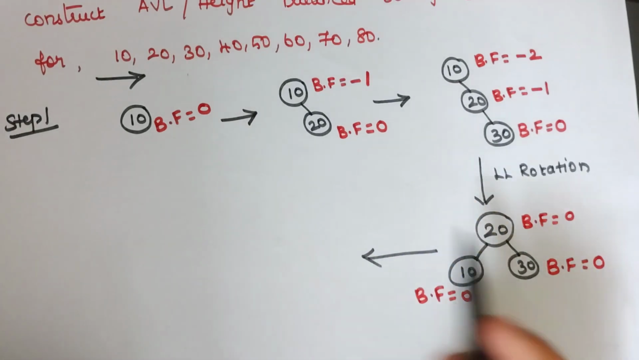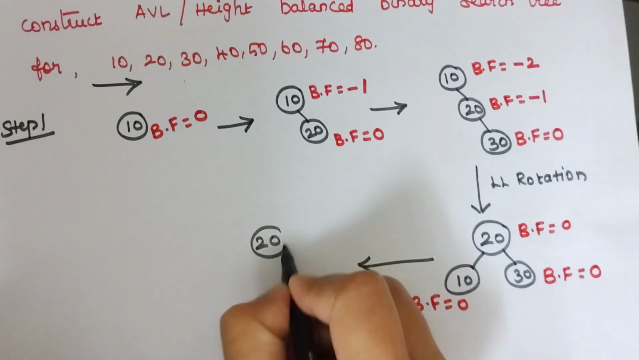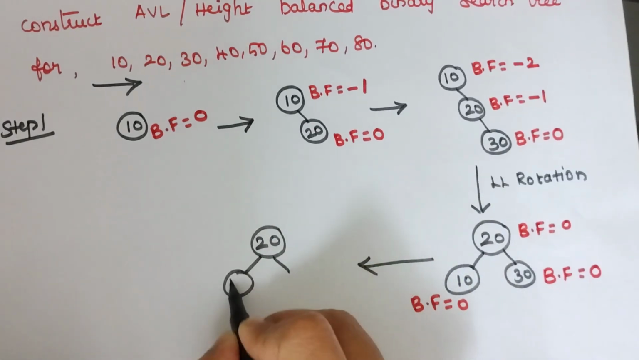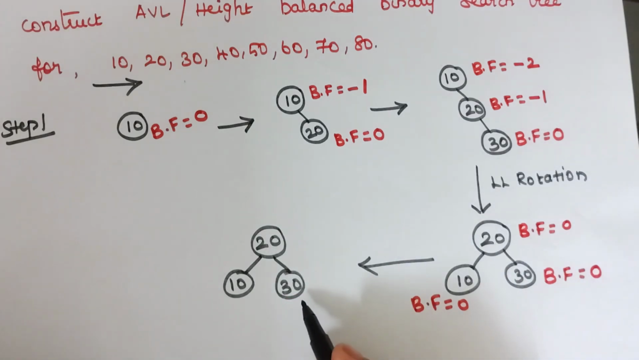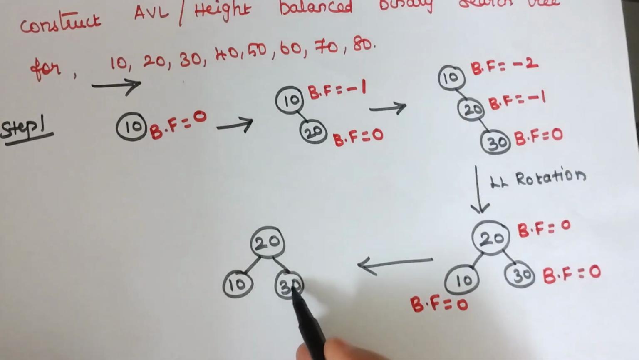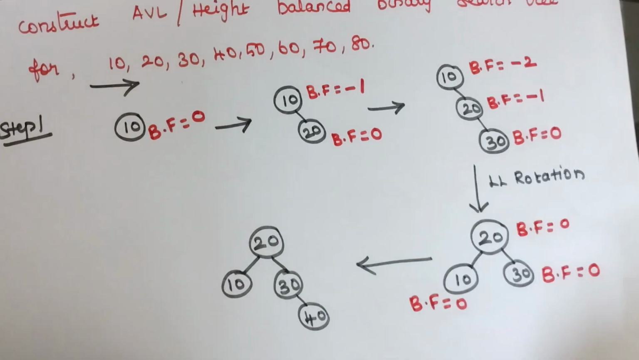What is the next step? Insert the next value. What is next value to be inserted? 40. So where 40 will be inserted? Again compare 40 with 20. So 40 is greater than 20. Move towards right side. Again compare 40 with 30. 40 is greater than 30. Again move towards right side. Now 40 will get placed towards the right of 30.